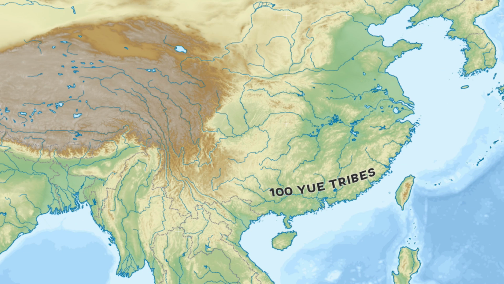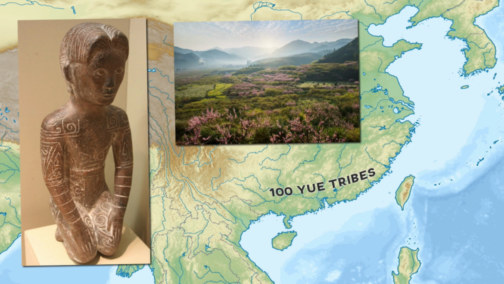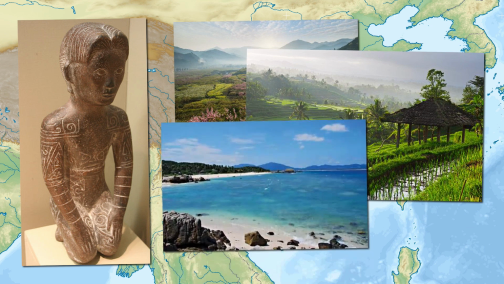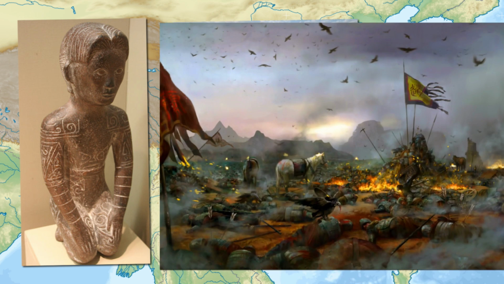Ancient Chinese scholars referred to these southern communities as the 100 Yue tribes. This distinct indigenous group stretched out along the southern coast of China. Their kingdoms greatly benefited from a temperate climate, fertile fields, bountiful fishing grounds, and lucrative maritime trade routes. For a time, they also enjoyed relative safety from the warring factions to the north.